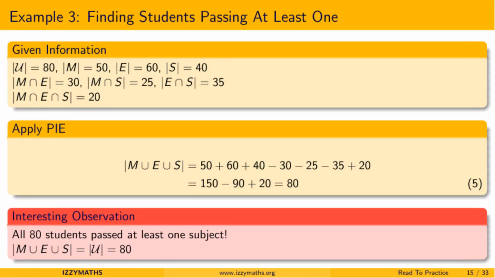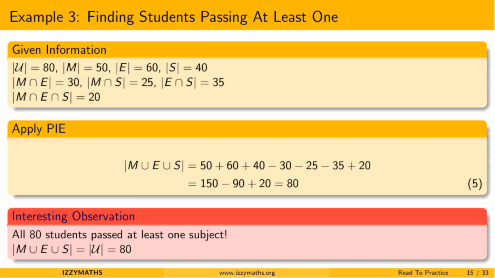Let's organize our given information. The total is 80 students. The absolute value of M equals 50, the absolute value of E equals 60, the absolute value of S equals 40.